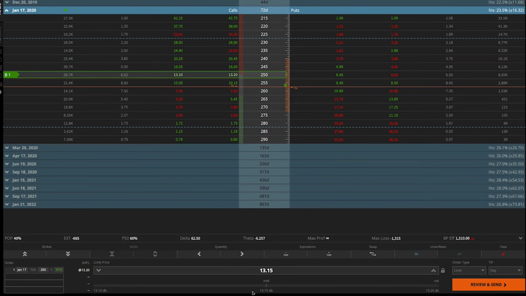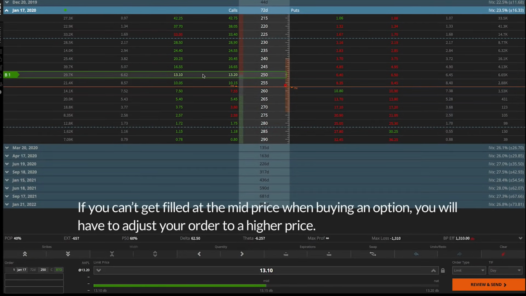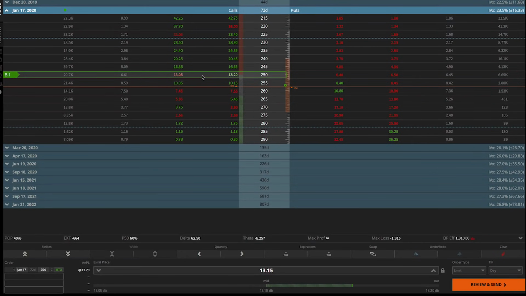On the bottom here we have this price indicator, and I can go ahead and change my order price with these arrows, and I'm not going to be able to choose necessarily whatever price I want because I have to operate within this bid and ask price. And typically you want to try to purchase or sell an option at the mid price, and if you can't get filled, then you adjust your price slightly out of your favor. So for buying an option, if I can't get filled at the mid price, which is currently $13.15, then I would have to try and buy this option for slightly more than $13.15, and I would have to just keep adjusting the order from there until I got filled.